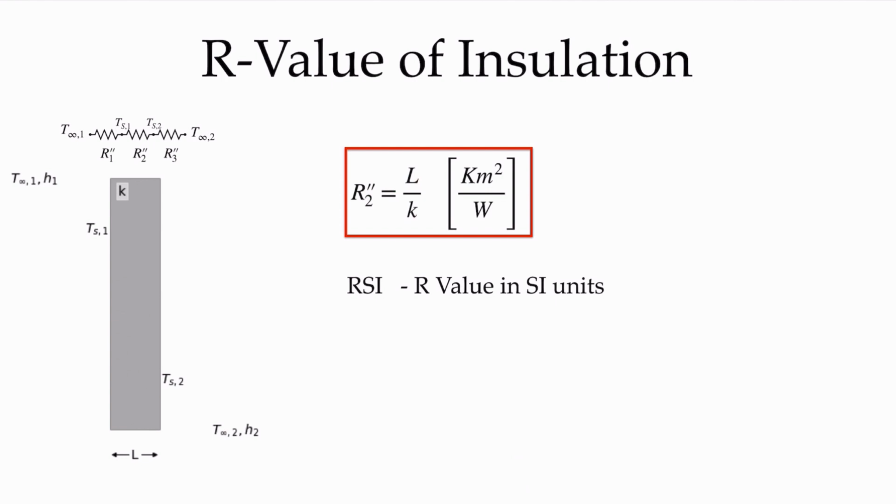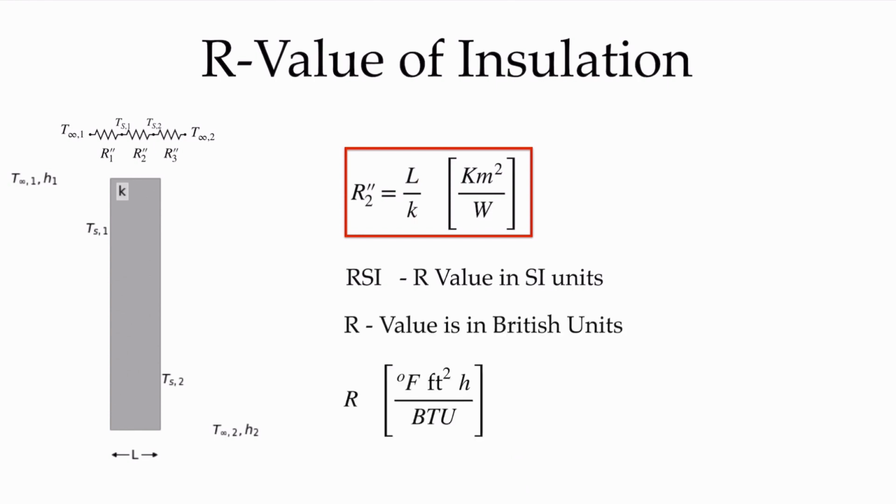In North America, much of the insulation is still referred to using R values. The R value is in British units, which means that the R value is in units of degrees Fahrenheit instead of kelvin, feet squared for the area instead of meters squared, and British thermal units for energy. And in order to turn an energy into a power, as we have watts in the SI unit, we divide that energy by hours. And so the R value that you see on a package of insulation is actually in units of degrees Fahrenheit feet squared hours per BTU.